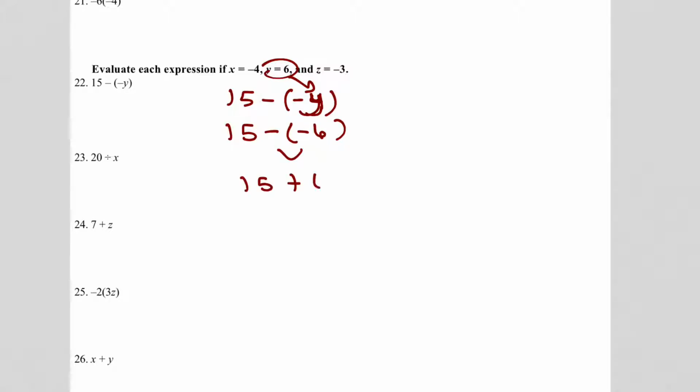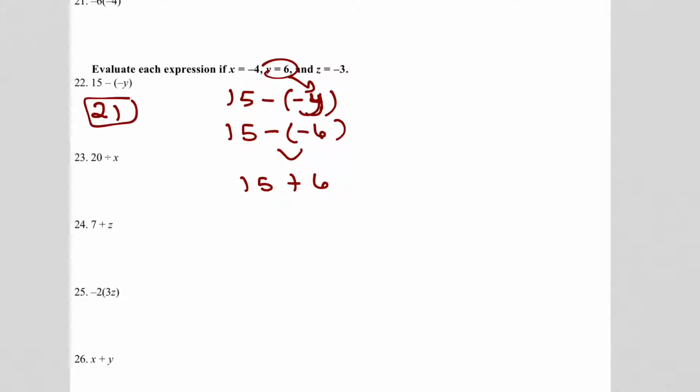Alright, number 22, we have 15 minus a negative y. Oops, that's a y. In this case, y is 6. So I'm going to say 15 minus a negative 6. Remember that two back-to-back negatives make a plus, so we really have 15 plus 6. No special rules needed here. You know that 15 plus 6 is simply added to get 21.